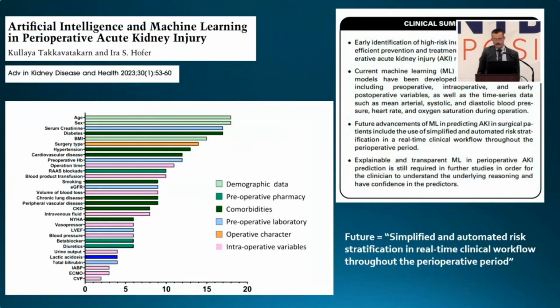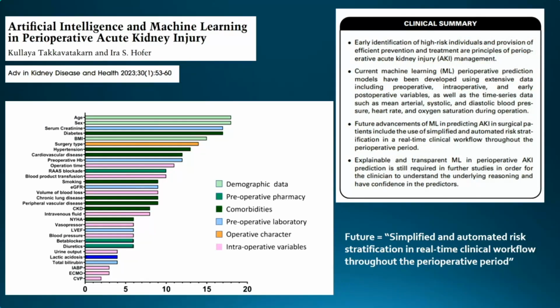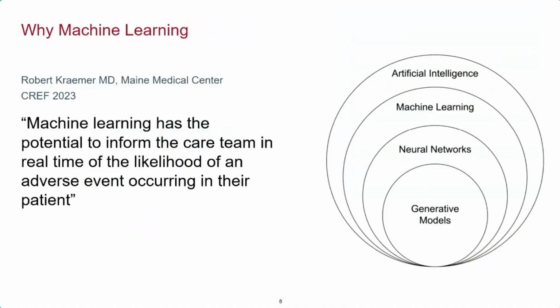This paper published in 2023 in Kidney Disease and Health illustrated to us the importance of combining preoperative, intraoperative, and postoperative variables in our machine learning algorithms. And the reason that we see differences in all these studies is the answer you get is dependent on the data that you put into the model. So it's very important to understand, when you read papers on machine learning, what was contained in their original data set.